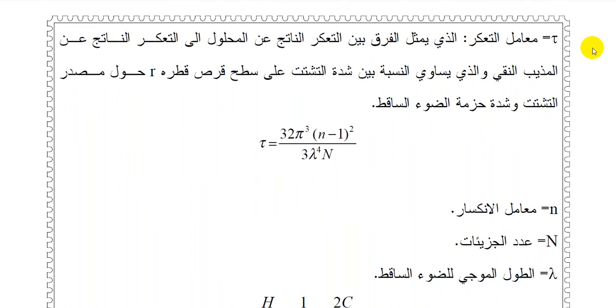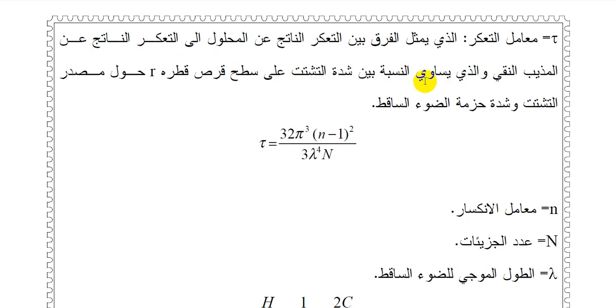Tau, as we indicated before, is the turbulence coefficient, which represents the difference between the resultant turbulence of the solution and the resultant turbulence of the intrinsic, or pure, solvent.